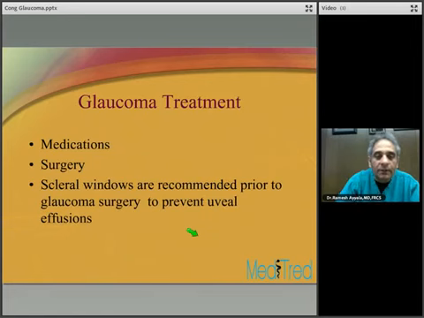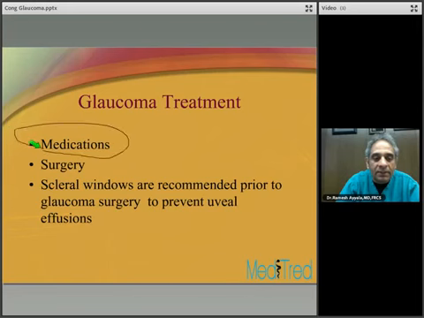Treatment in Sturge-Weber syndrome-related glaucoma. You want to try glaucoma medications initially. If that doesn't control it, you may want to go for surgery, but with extreme caution. Avoid surgery to the extent possible.